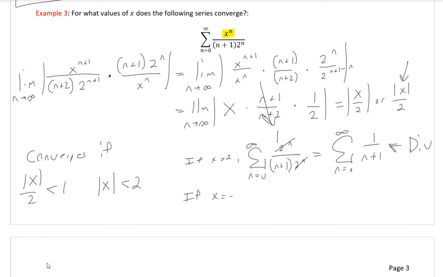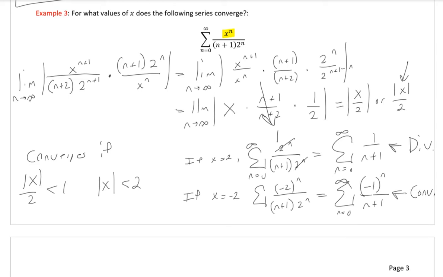Well, what if x is equal to negative 2? Then we have the summation of negative 2 to the n over (n plus 1) times 2 to the n. That will be the same summation of n plus 1 on the bottom, but that negative 1 to the n power will stick around, because that's not getting canceled out by anything. This is the alternating harmonic series. This is convergent, because it's the alternating harmonic series. Even if you change the bounds from 0 to infinity instead to 1 to infinity, that would actually get rid of this plus 1 here. So you actually do get the direct harmonic series.